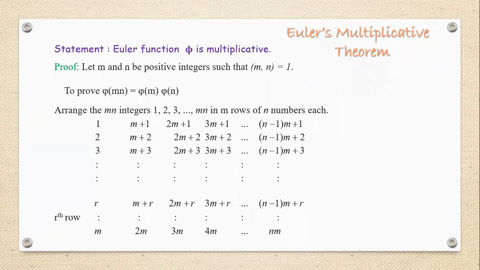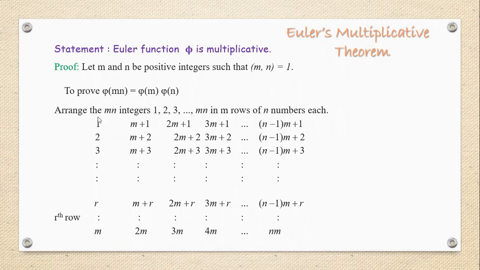For solving this, we have to take m and n to be positive integers such that their GCD is 1. That means m and n are relatively prime. So what do we have to prove? We have to prove phi of mn is equal to phi of m into phi of n. So this is the multiplication, right?